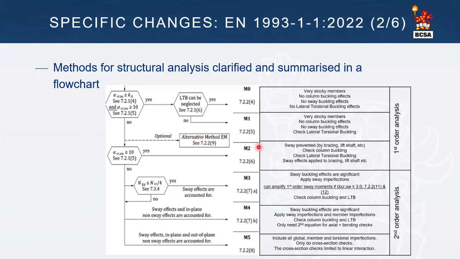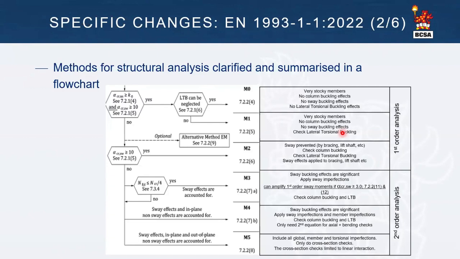So the next method to look at is M2. This is for an alpha-cr,S greater than 10 and applies to cases where the frame is prevented from sway, say by bracing or a lift shaft. You'll be carrying out a first order analysis, and there will be a significant number of frames that you will analyze using M2. And then you will have to carry out the checks that you would expect.